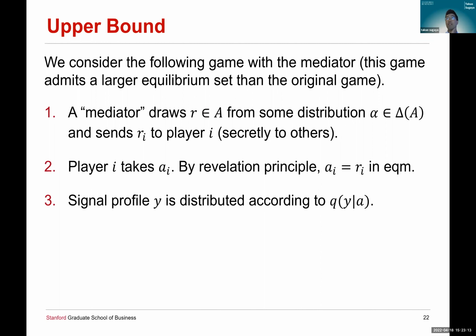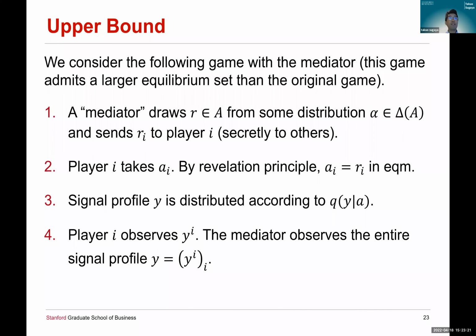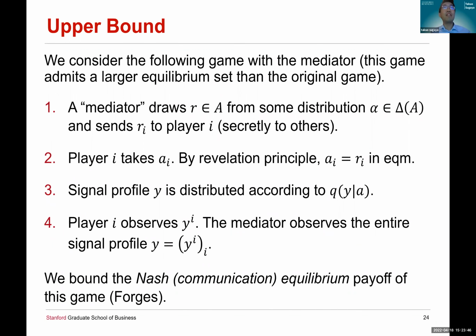And the signal profile Y is distributed according to the distribution that we just defined. As in my answer to the previous question, player i observes her own component of the signal, while the mediator observes the entire signal profile directly. We could say that player i needs to report that signal to the mediator and consider that as an upper bound. That's an interesting exercise to do, I guess. And we bound the Nash equilibrium, or what Forges called the communication equilibrium, of this game.